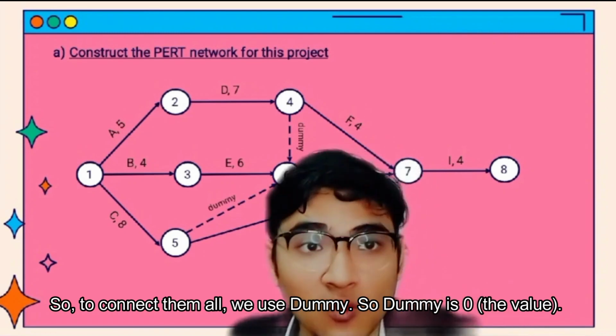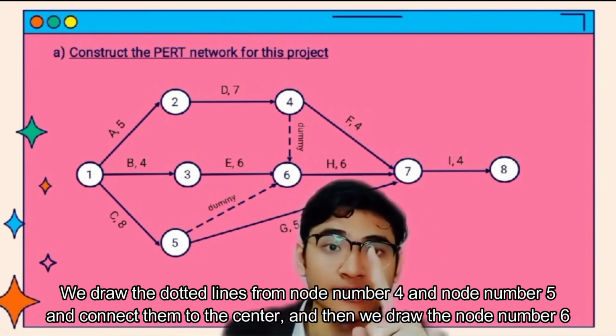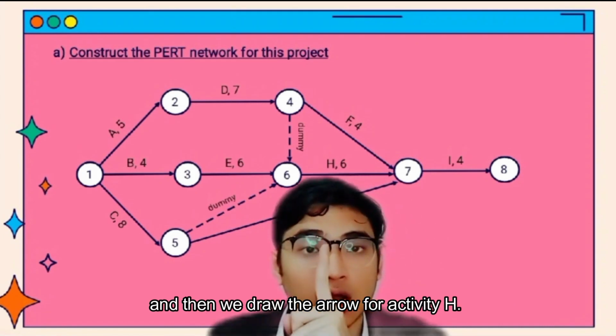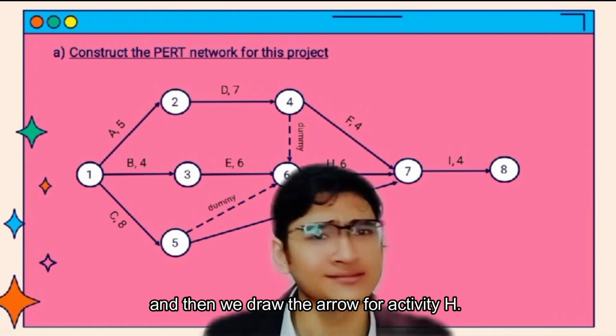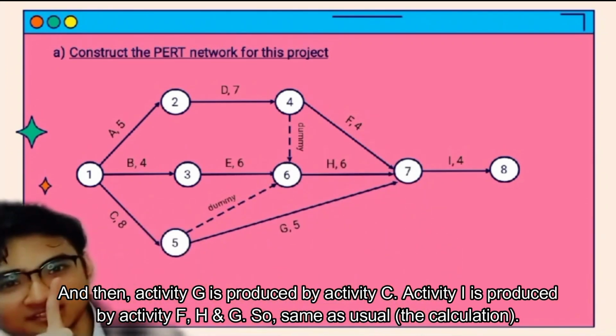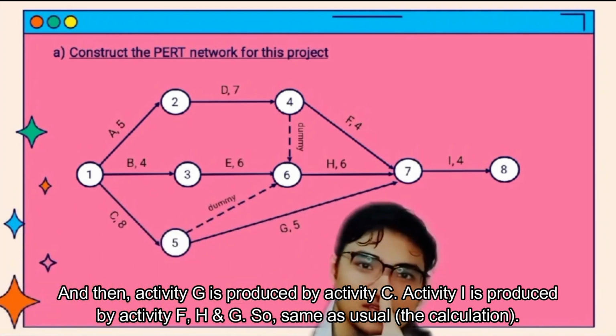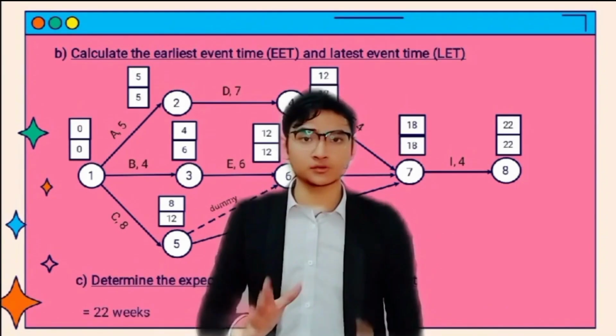The dummy is 0. We draw the dotted lines from nodes 4 and 5 to the center, then we draw node 6, and then we draw the arrow for activity H. Easy. And then activity G is produced by activity C. And then activity I is produced by activities F, H and G. So same as usual.